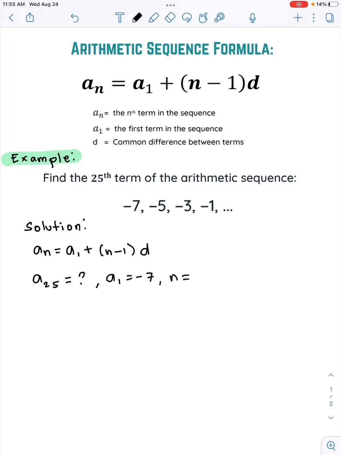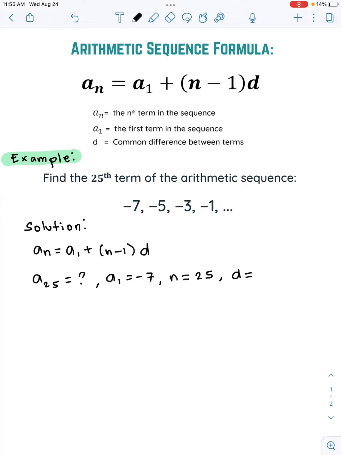Now, let's look for the value of our letter n. The problem says we need to find the 25th term or a of 25. Therefore, yung value ng letter n natin is equal to 25. Take note, students, that the n stands for the term number. Okay? So we have a of 25, that's question mark. We don't know yet the value of that. That's what we're looking for. A of 1 is equal to -7, n is equal to 25, and then next we need to find the value of our d. As mentioned earlier, letter d is the common difference between terms.